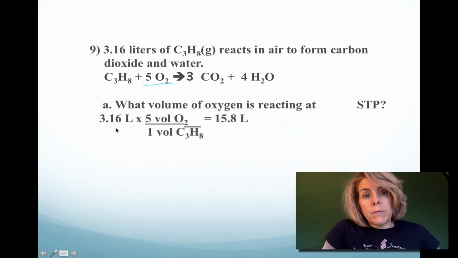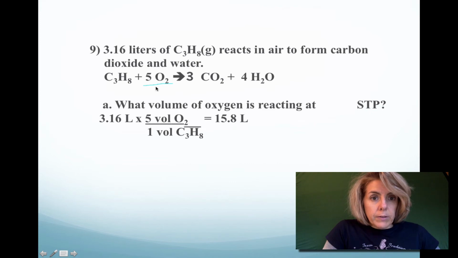Here we have the volume that they gave us, and we're going to multiply it by a volume ratio. So we're left with liters in the product. So 5 is the coefficient of oxygen, and 1 is the coefficient of propane. So when we do that, we're essentially left with volume of oxygen.